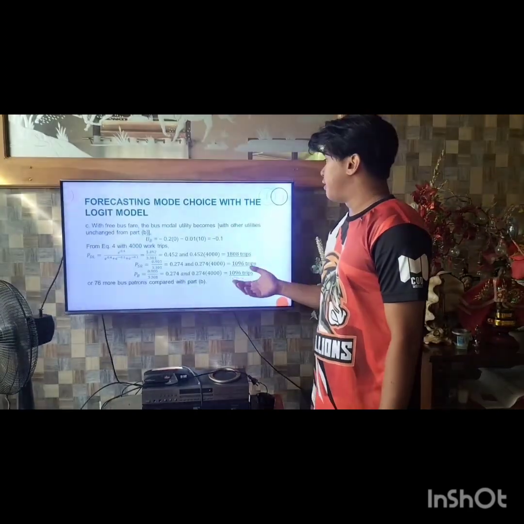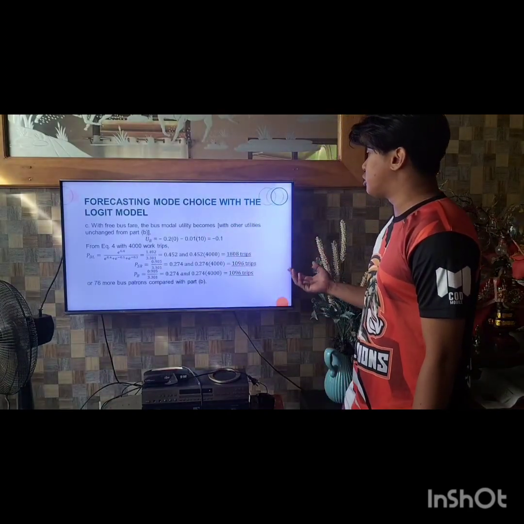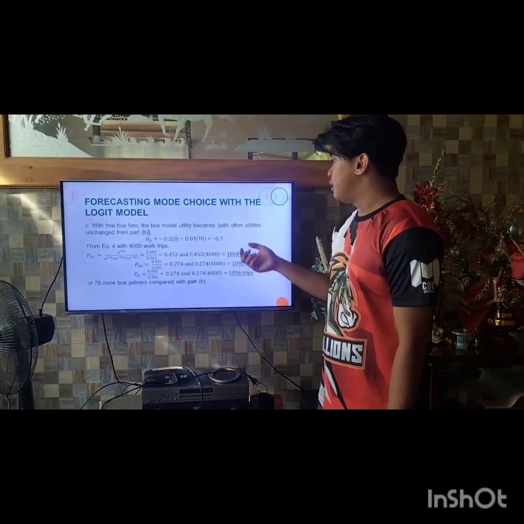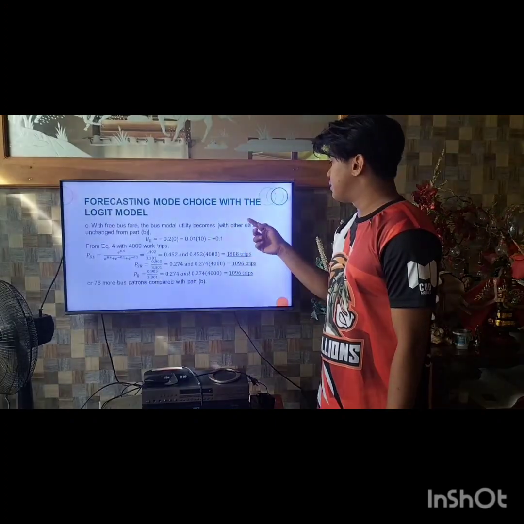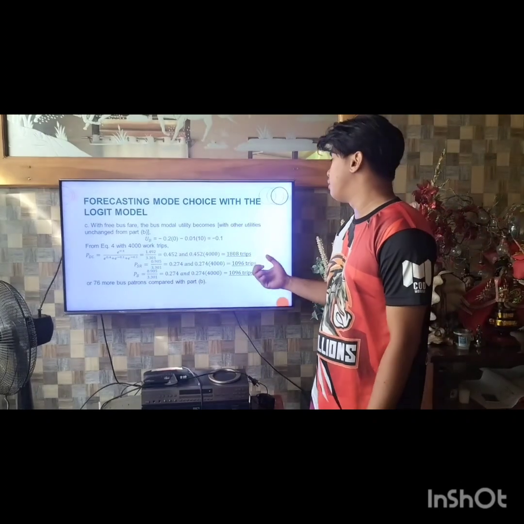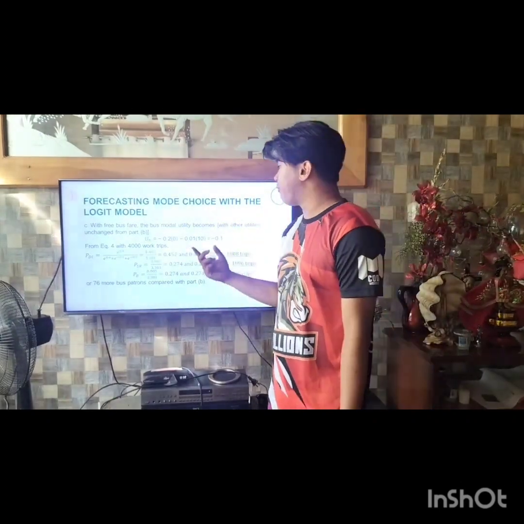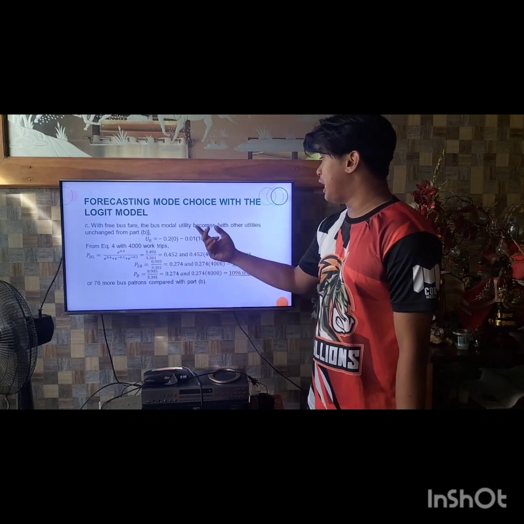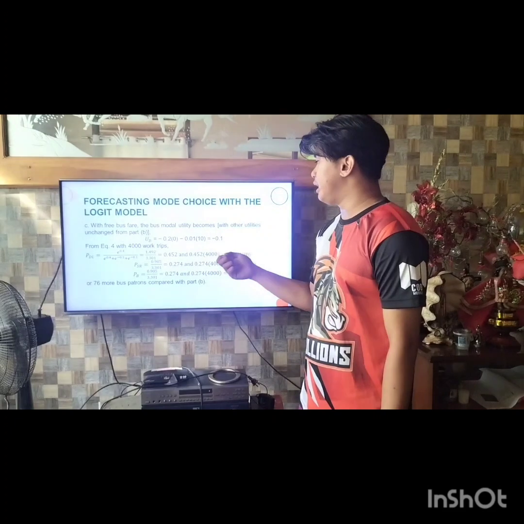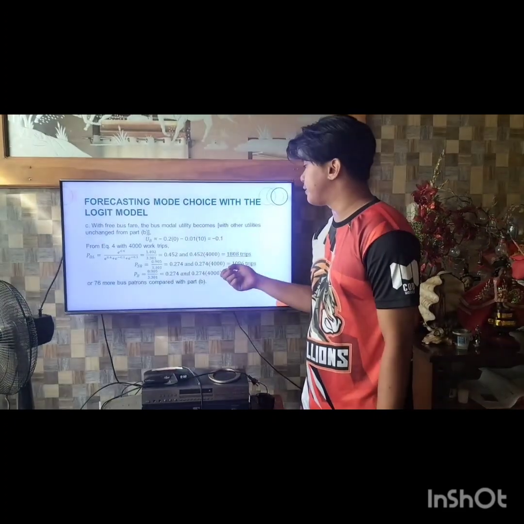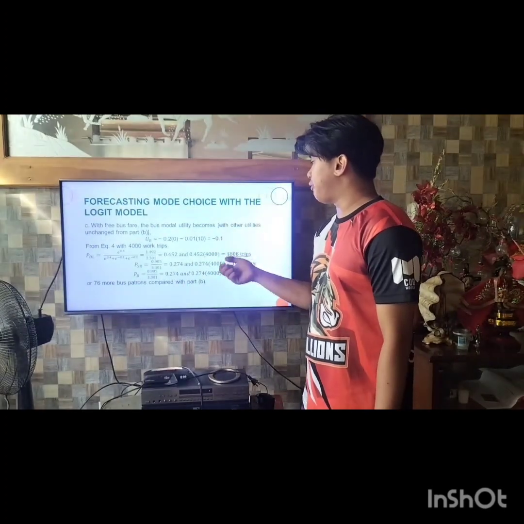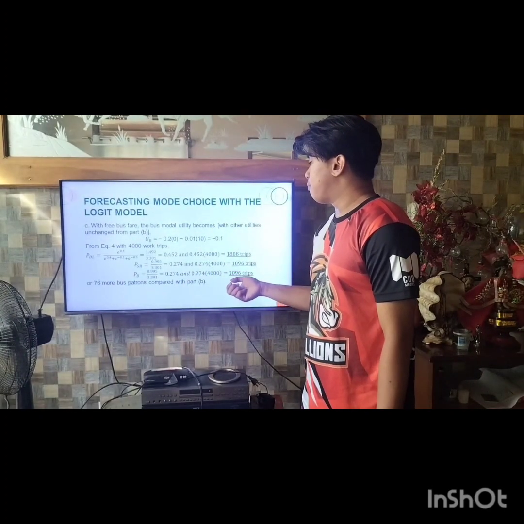Part C. With free bus fare, the bus modal utility becomes, with the other utilities unchanged from part B, U sub B is equal to negative 0.2 times 0 minus 0.01 times 10, which is equal to negative 0.1. From equation 4 with 4,000 work trips, P sub DL is equal to e raised to 0.4 over e raised to 0.4 plus e raised to negative 0.1 plus e raised to negative 0.1.